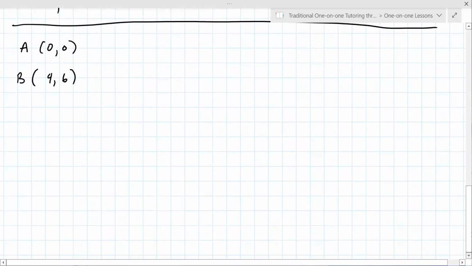I want you to find the midpoint between A and B. Now, do you have the midpoint formula written down? If you have it written down, can you tell me it? X1 plus X2. I just thought it said a Y. Sorry. And how about the other one? Y1 plus Y2. Good.